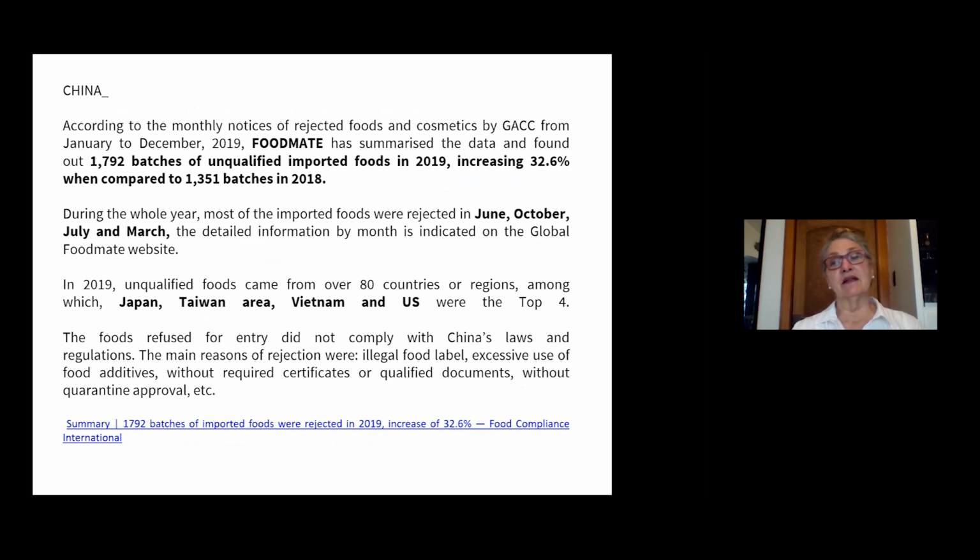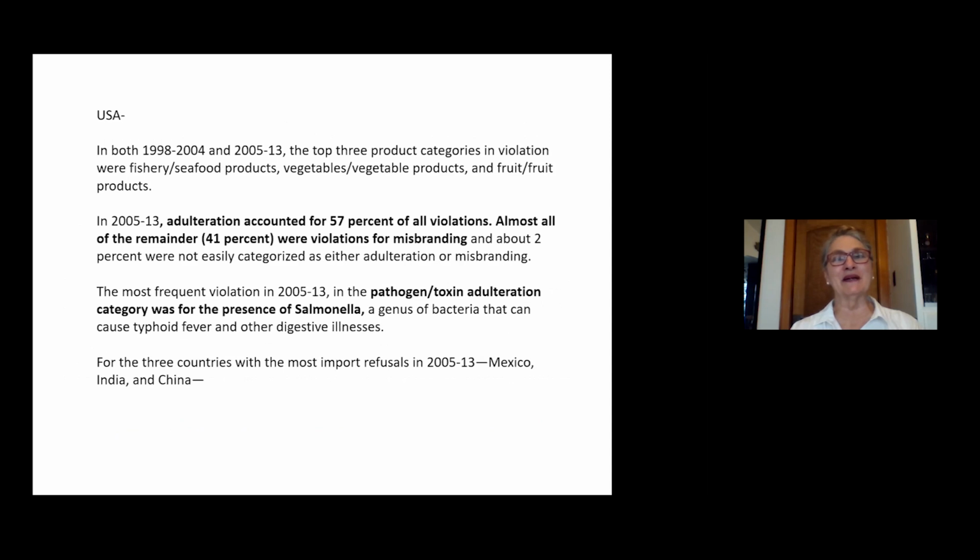So China is saying that they are rejecting foods. And on this, they are saying that the unqualified foods come from over 80 countries or regions. And the top 4 were Japan, Taiwan, Vietnam, and the US. The reason they're refused is because they do not comply with China's laws and regulations. And you look at the rejections, it's food label, food additives, documents, and the documents include quarantine approval, which has become a bigger thing even in the US, because now we're doing detention without physical examination, and that's a whole another compliance issue to deal with.